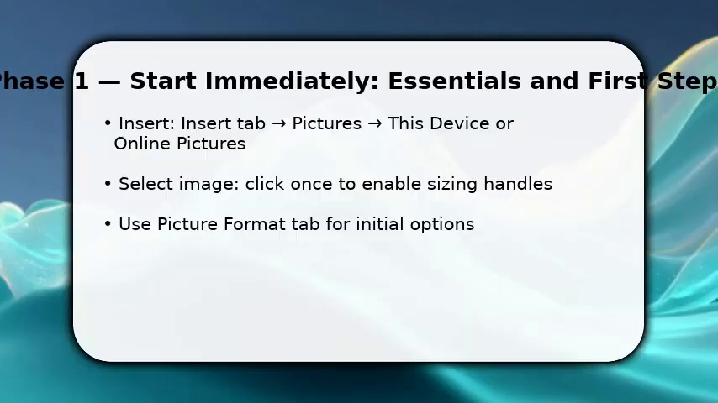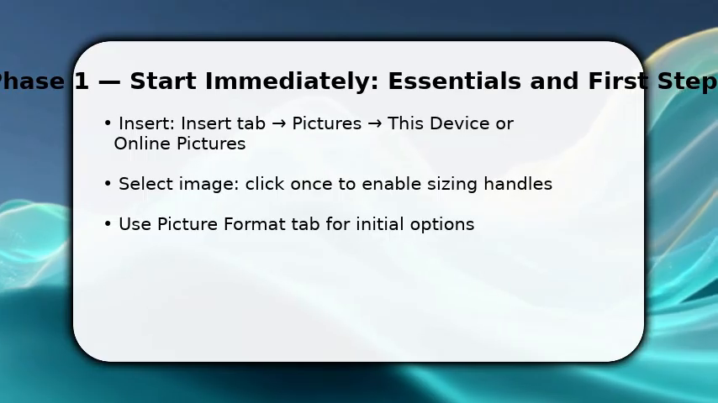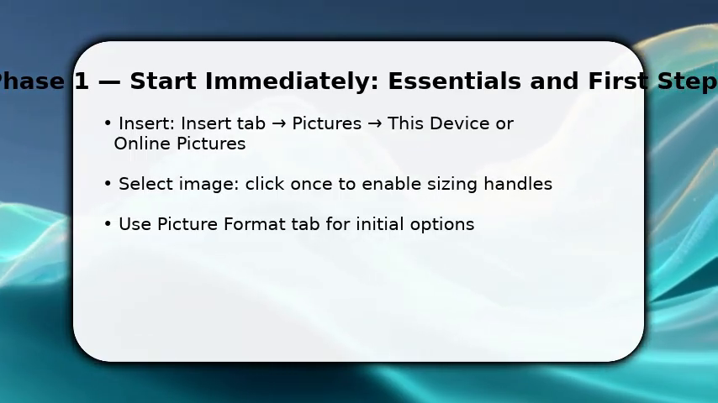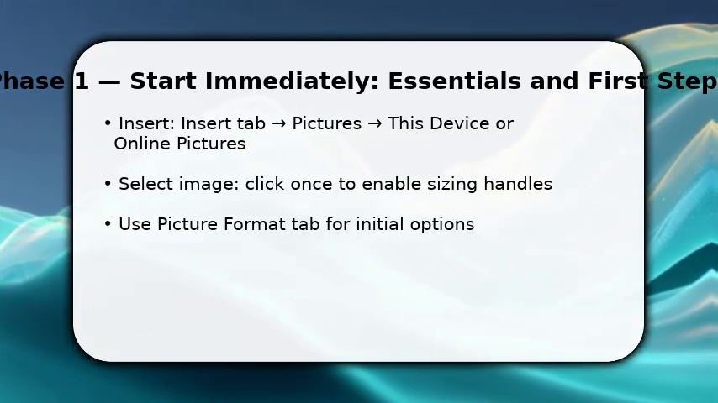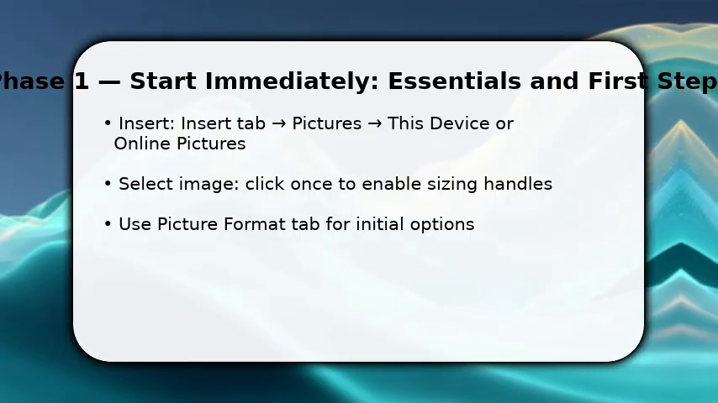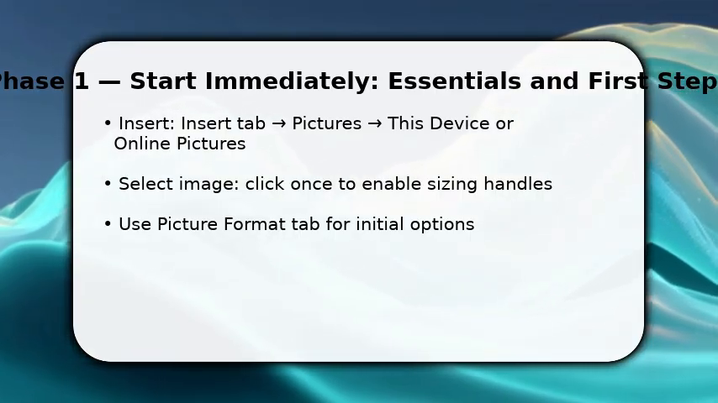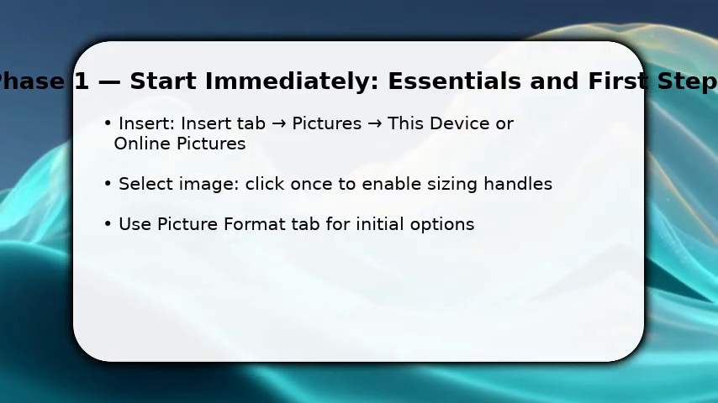Enjoy the video. You start by inserting and selecting the image. Click Insert > Pictures and choose your file. Once selected, you'll see Sizing Handles and the Picture Format tab appear. Click it to access crop, size, and position tools.